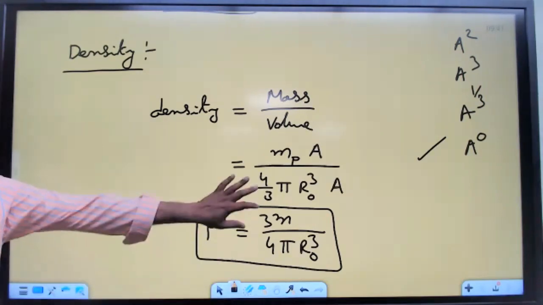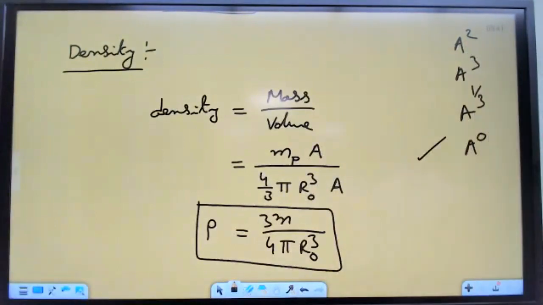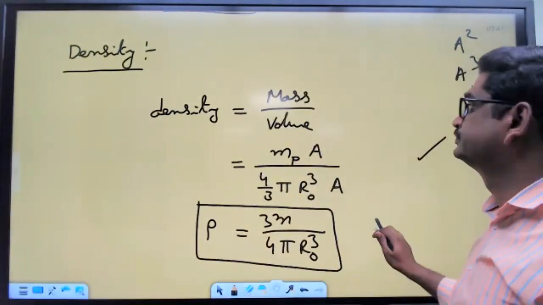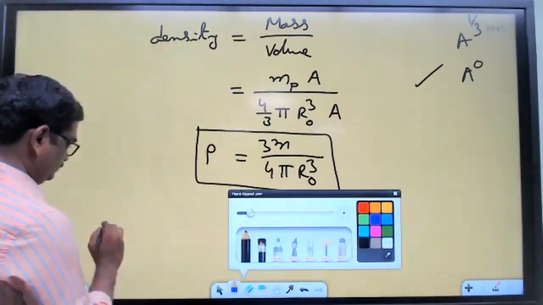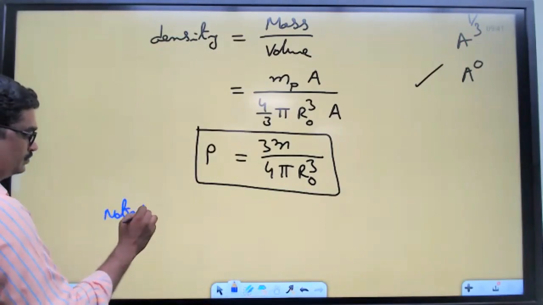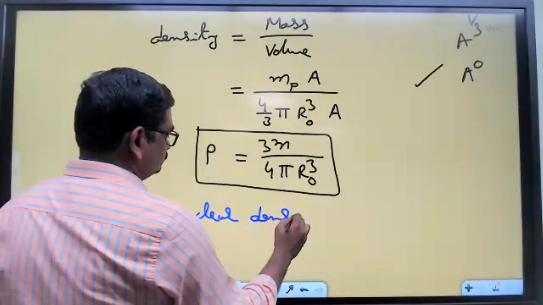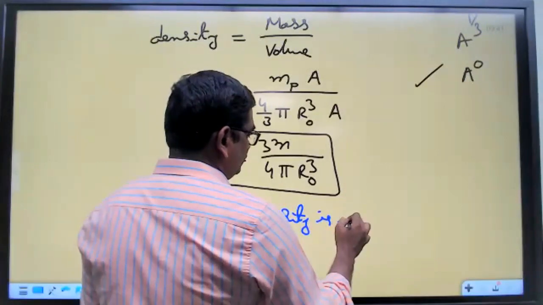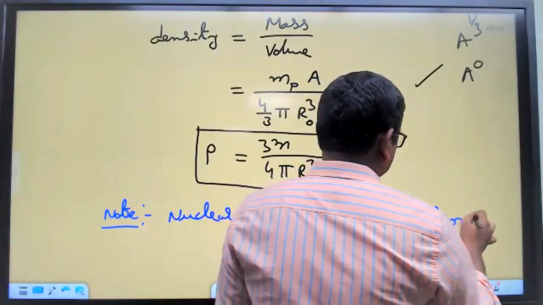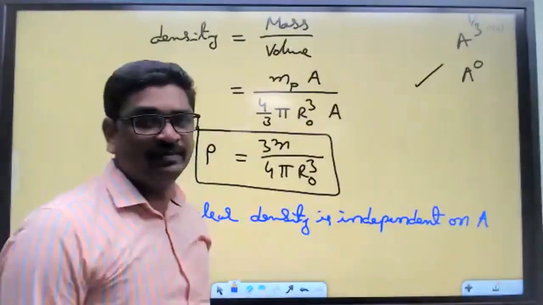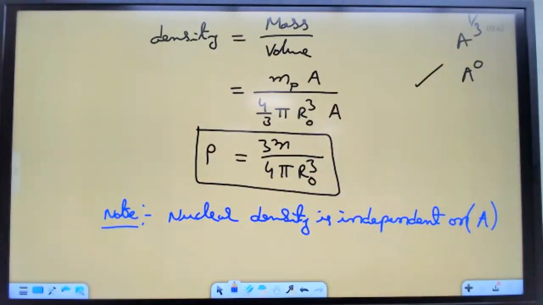That is the important theoretical point from this, right? Density. Note and write: nuclear density is independent of mass number A, independent of capital A. This is an important theoretical conclusion from this derivation.